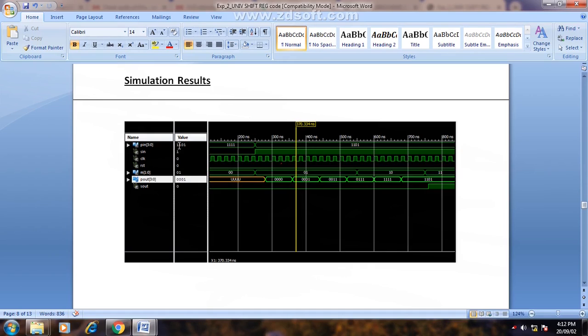Here the input is 1101, that is P in, the parallel input. Then serial input is 1. Then you can see clock is 0, reset is 0, and mode is 01. And you can observe that P out is 1. So this mode is serial in, parallel out mode. Whatever is S in gets transferred to P out, and S out is 0. S out is 0 by default.